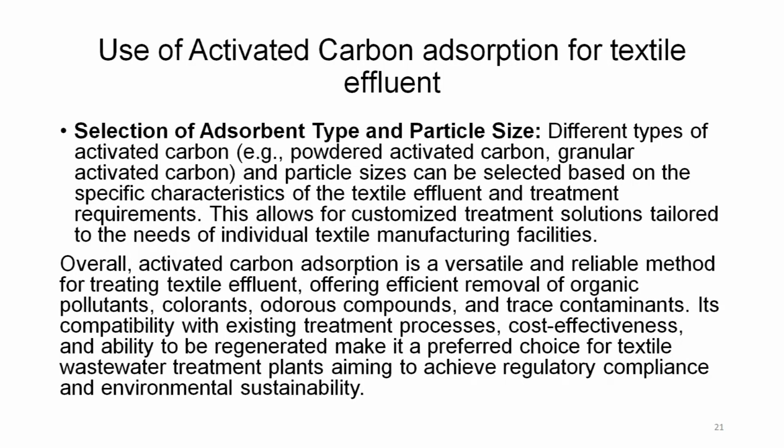Selection of adsorbent type and particle size. This is very important. Different types of activated carbon, that is powdered activated carbon, granular activated carbon and particle sizes, can be selected based on the specific characteristics of the textile effluent and treatment requirements. This allows for customized treatment solutions tailored to the needs of individual textile manufacturing facilities.